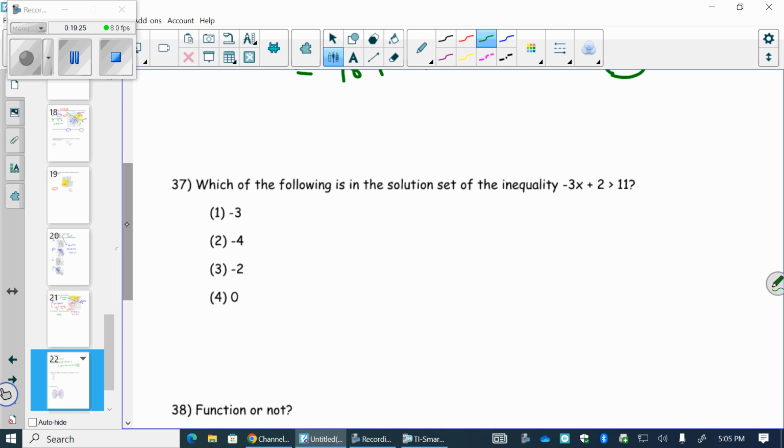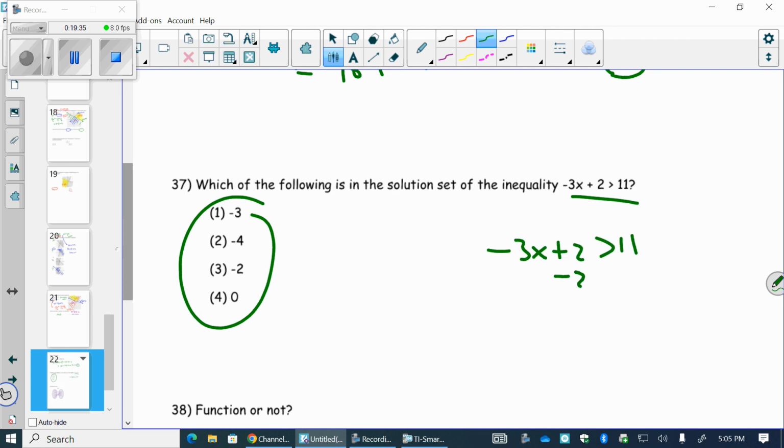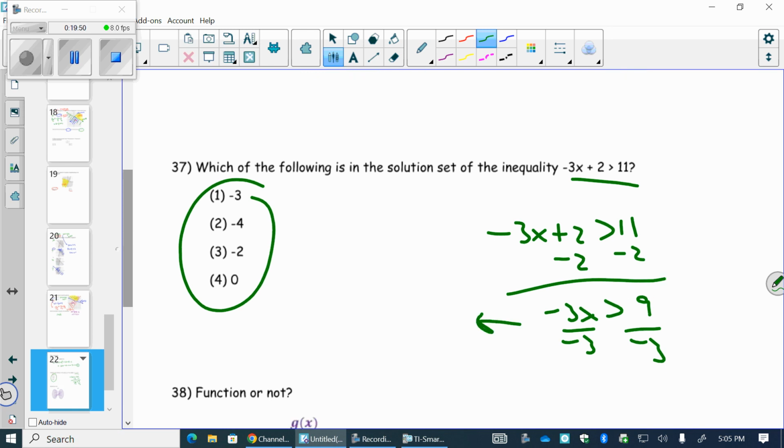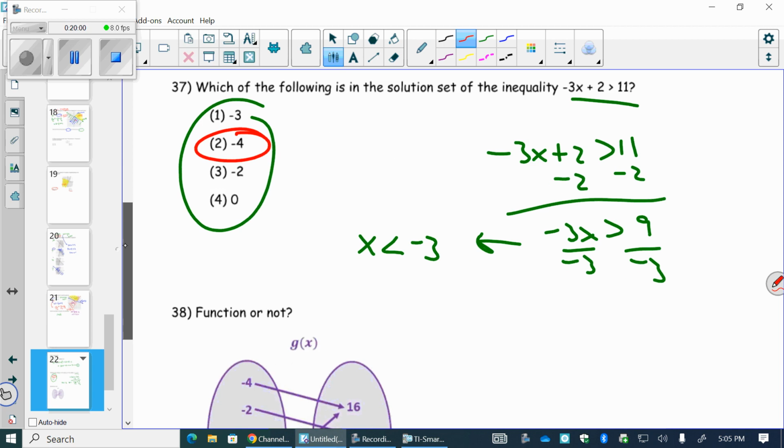Which of the following is in the solution set? You just have to check and see which of these numbers work in this equation or inequality, or you can solve it. I think it's easy enough to solve. Let's just do that. -2 minus 2, -3x is greater than 9. Divide by -3, divide by -3. Now, notice we're dividing by a negative number. Very careful. We have to flip the sign. x is less than -3. The only number less than -3 on this list is -4. Very careful. Okay, here we go.